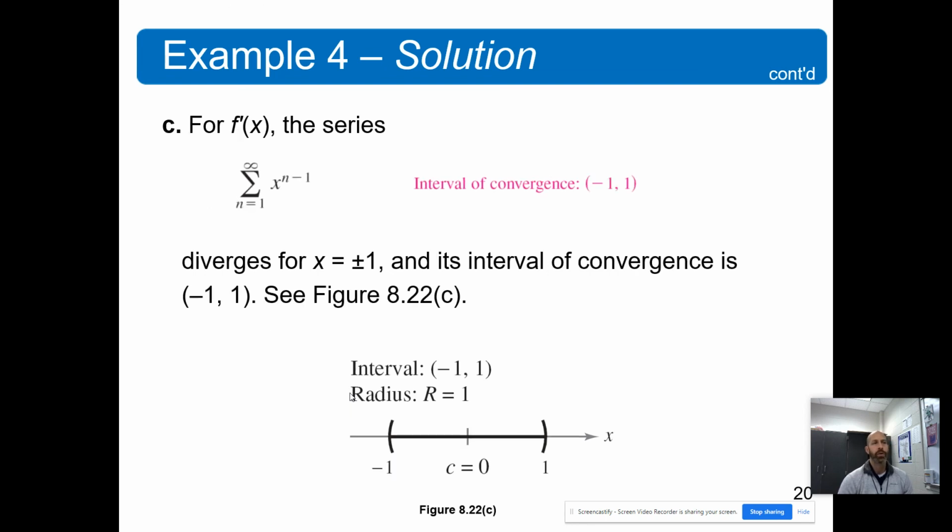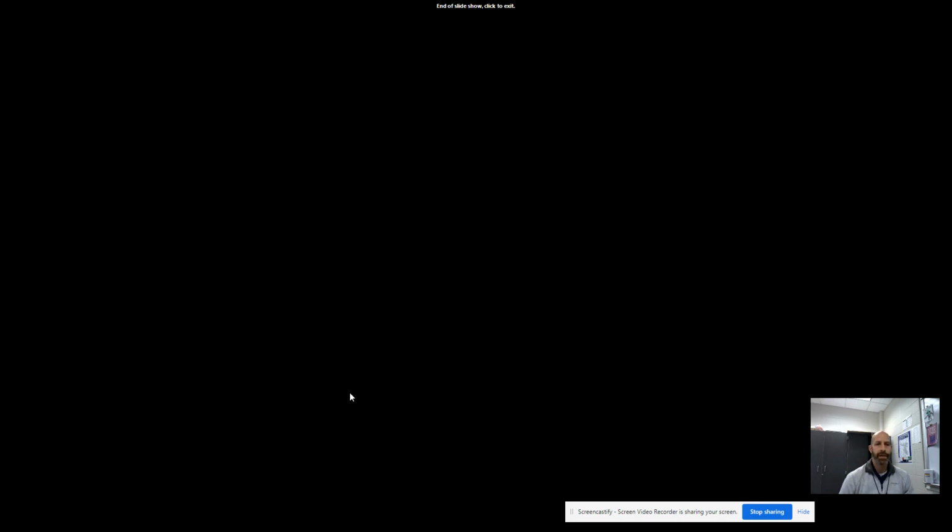Then when we look at the derivative of our function, we get the same radius of convergence of 1. We find that in this case, it doesn't converge at either negative 1 or 1. Therefore, this has an open interval of convergence. Still, the radius is 1. And that will wrap it up.